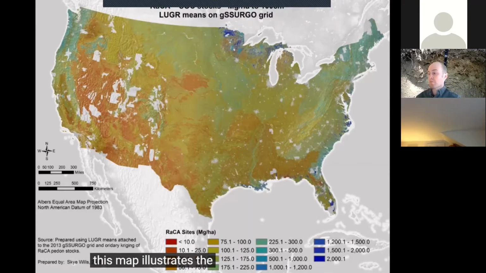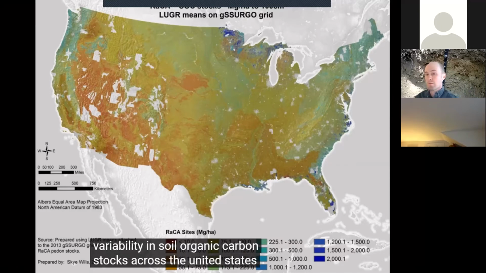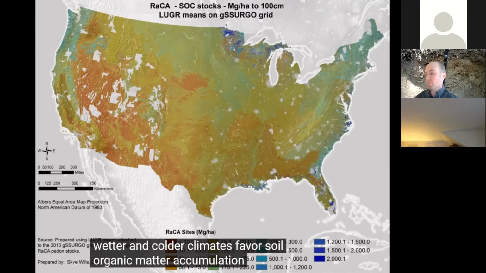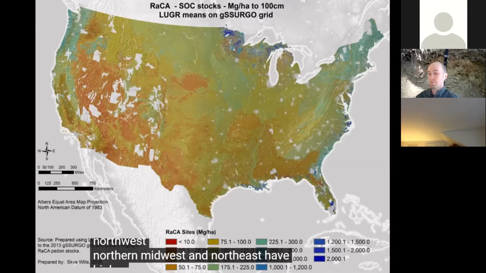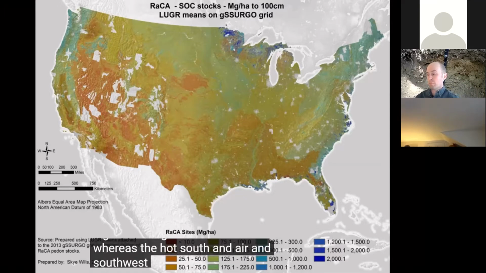This map illustrates the spatial variability in soil organic carbon stocks across the United States. Wetter and colder climates favor soil organic matter accumulation, and you can see that the wetter temperate regions like the Pacific Northwest, Northern Midwest, and Northeast have higher soil organic carbon stocks, whereas the hot South and arid Southwest have much lower carbon stocks.